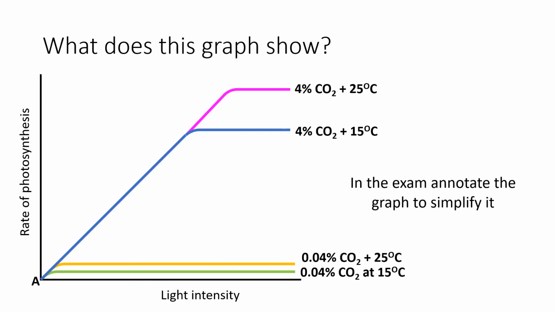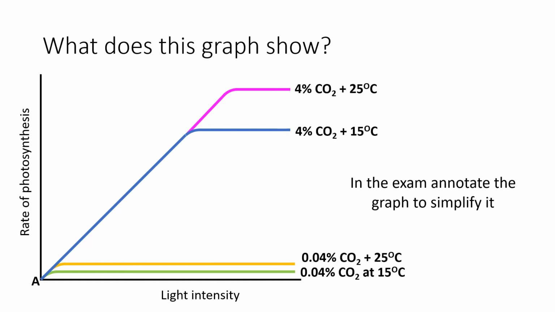So for example, the difference between the pink and the blue line at the top is the fact that the blue line is at 15 degrees Celsius, whereas the pink line is at 25 degrees Celsius. So there I would identify that the temperature is the difference between the two. If we look at the graph lines at the bottom, the orange and the green, they both have the same concentration of carbon dioxide, but again, the temperatures are different.